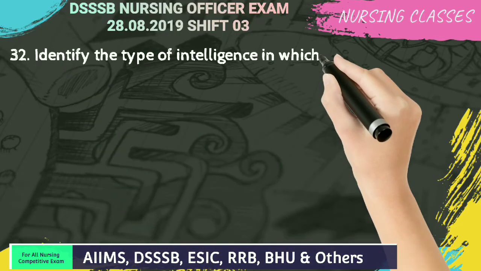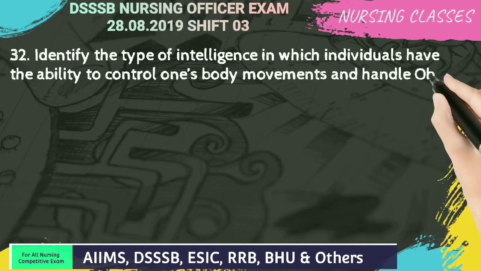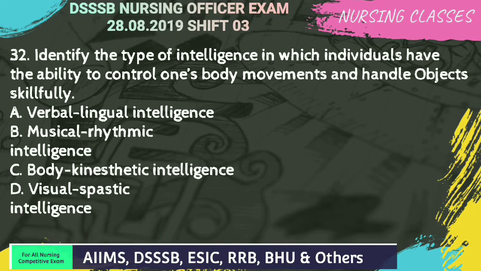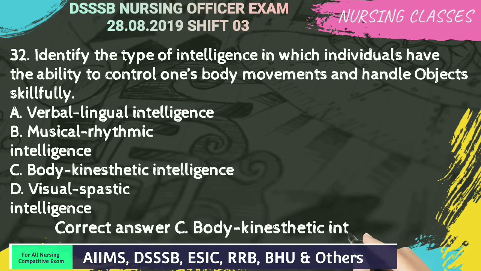32. Identify the type of intelligence in which individuals have the ability to control one's body movements and handle objects skillfully. A. Verbal lingual intelligence. B. Musical rhythmic intelligence. C. Body kinesthetic intelligence. D. Visual spatial intelligence. Correct answer C. Body kinesthetic intelligence.